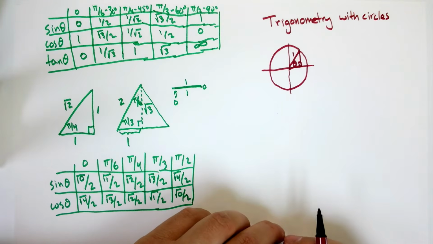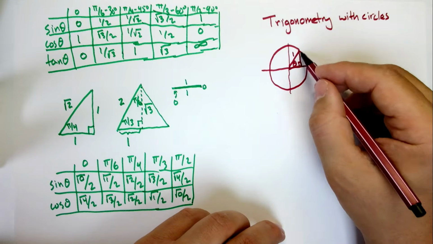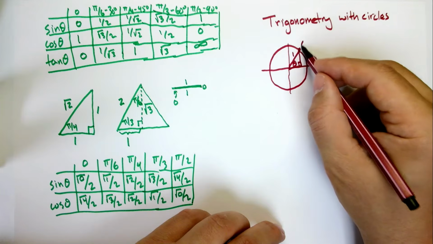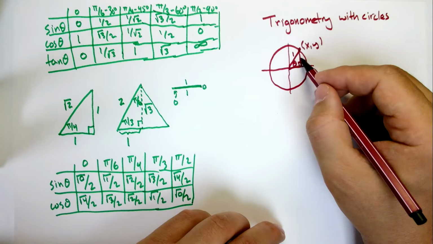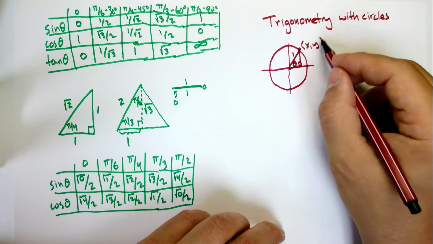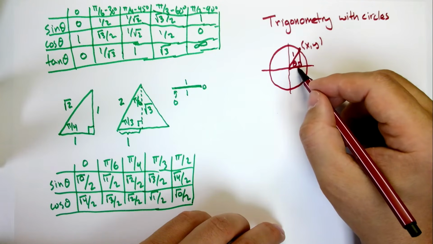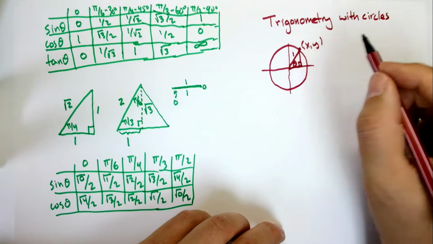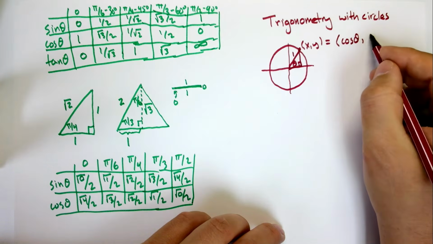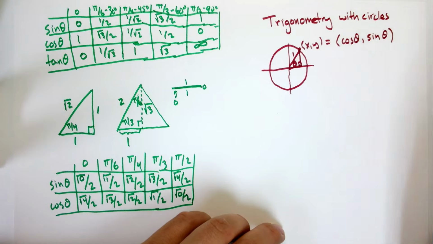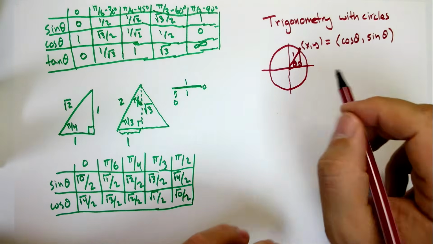So, how does this work? Well, the opposite side is the y-coordinate of this location. So if I think of this as an x comma y, the opposite side, the length is y over 1, which means that the y is the sine of theta, and the adjacent side, that's the x. And if I take the adjacent over 1, that's the cosine theta. So what really happens is that we can say that the x-coordinate is cosine and the y-coordinate is sine. Cosine theta, sine theta.